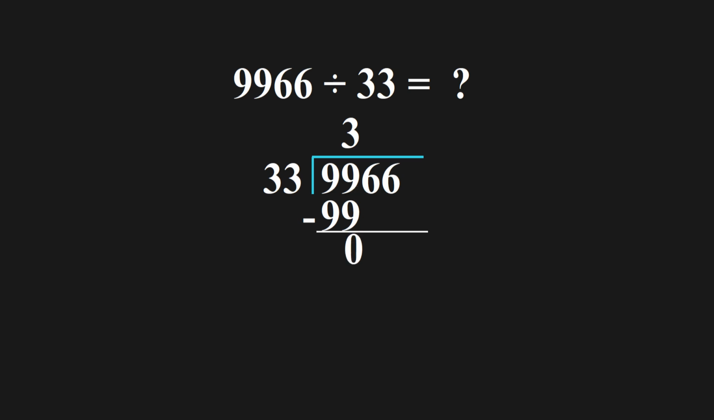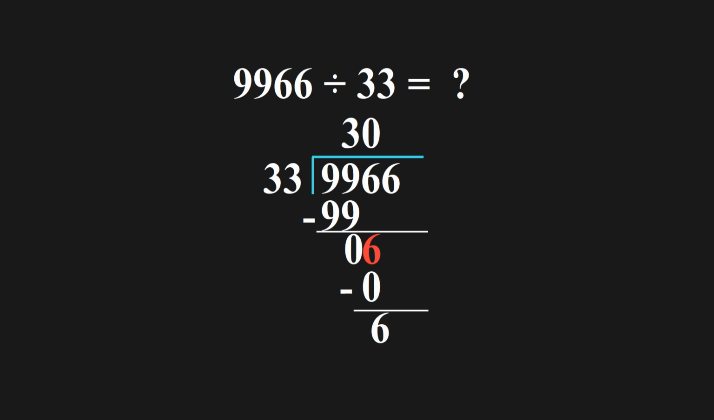Now we bring down the next digit, 6, and this makes our new number 6. How many 33 are in 6? The answer is 0. Now multiply 0 by 33, which gives us 0. Draw line and subtract 6 minus 0, which leaves us with 6.